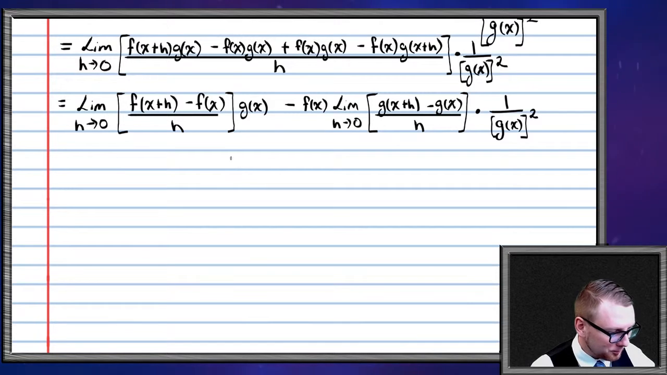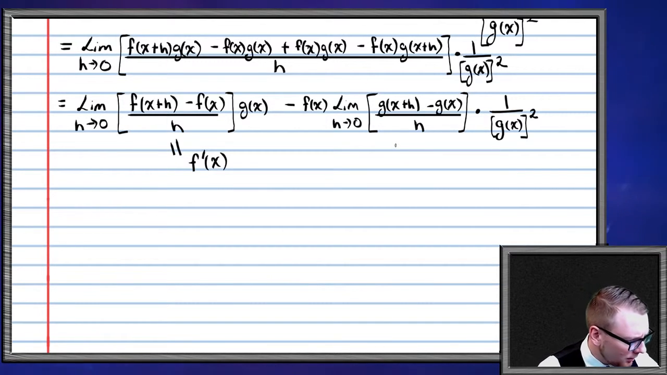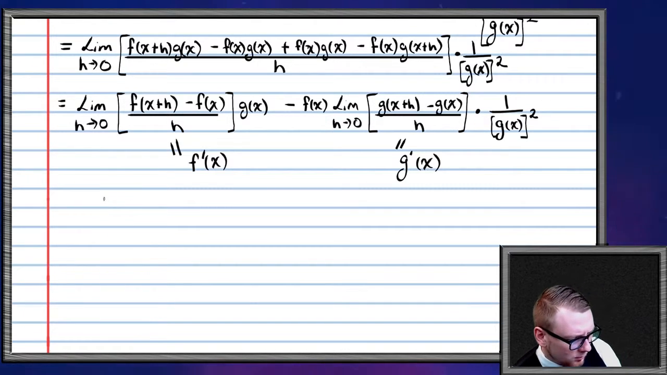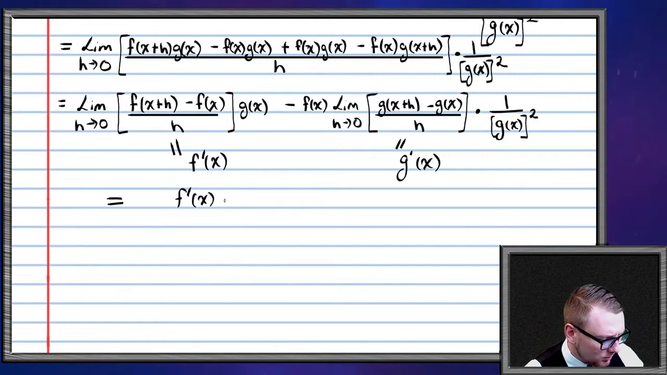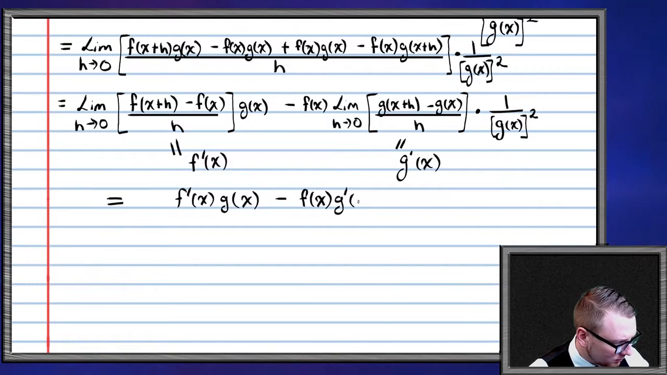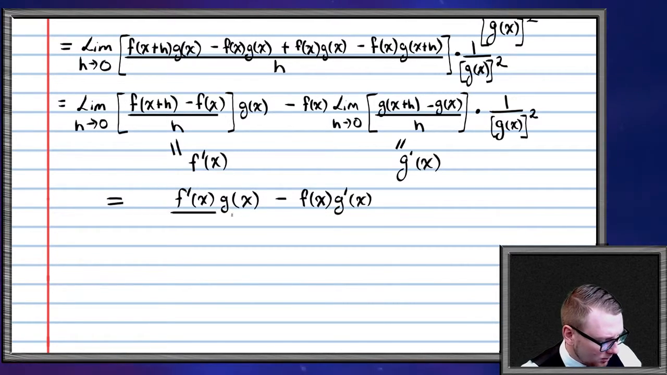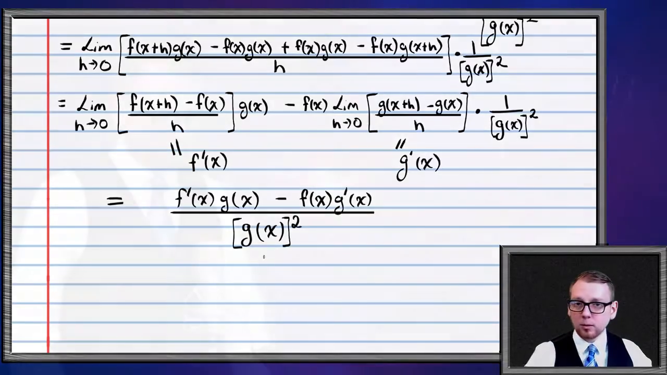Next step, we realize that, again, this is just f prime. And this right here is g prime. So our final result is f prime of x times g of x minus f of x times g prime of x, all over g of x quantity squared. And we're done.